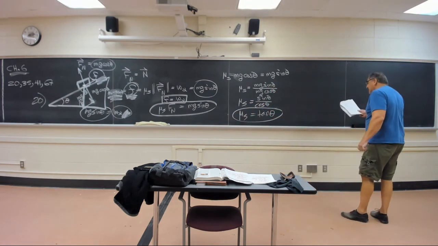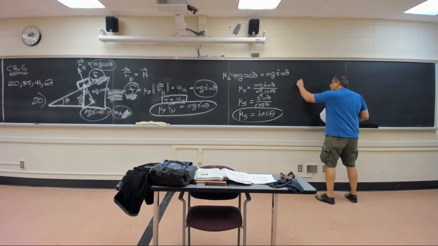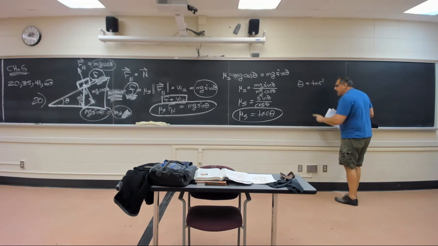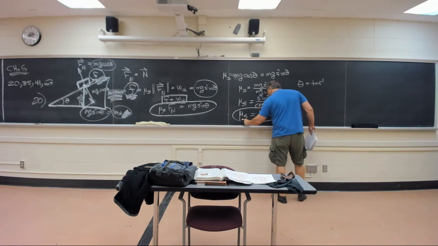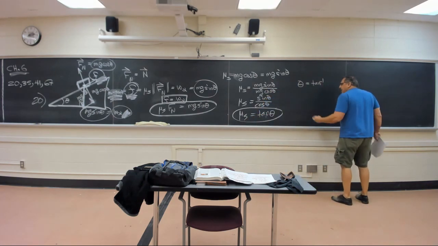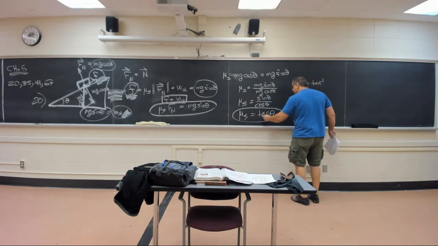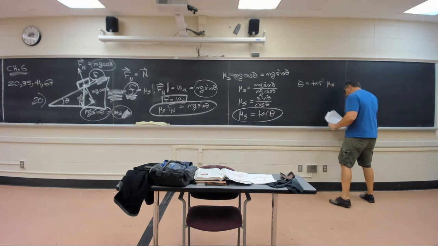If that is the case, let's solve for theta. Theta is going to be the inverse tangent. Do the inverse tangent on each side. Do the inverse tangent of tan theta, you get theta. Do the inverse tangent of mu s, and you get inverse tangent of mu s equals inverse tangent of tan theta, which is theta. Theta equals the inverse tangent of mu s.